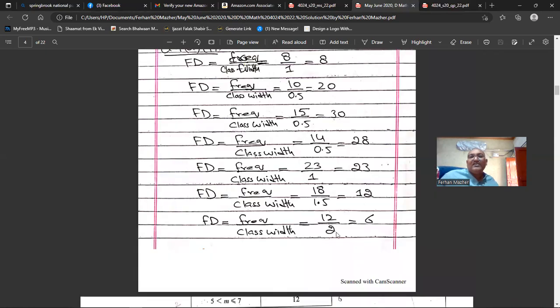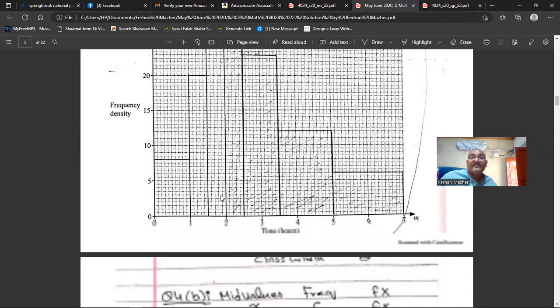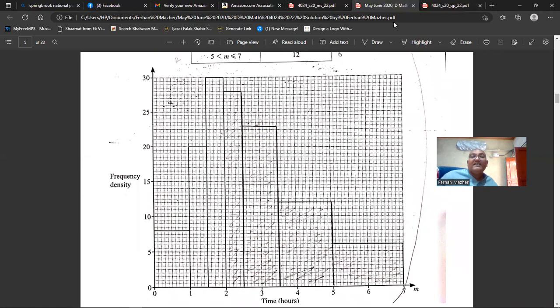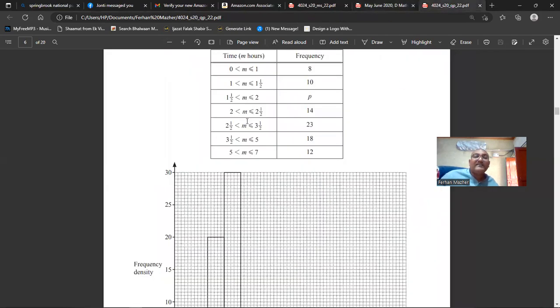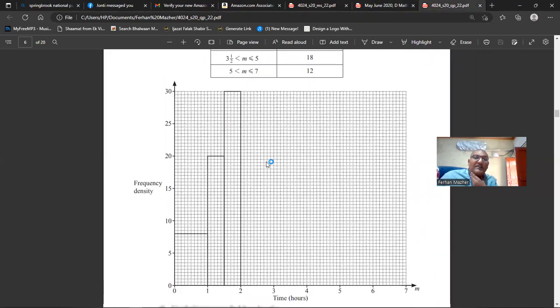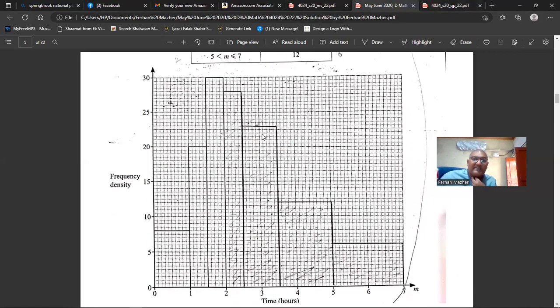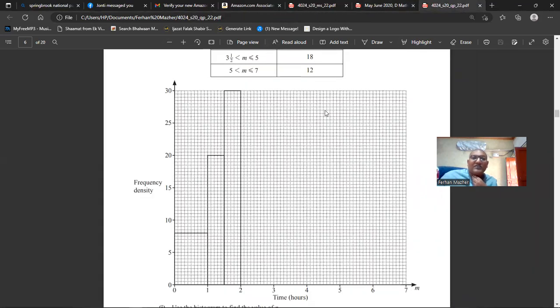So these are the frequency densities and the classes. You can see these are the classes, and I have made those rectangles. So I have completed that histogram. Hopefully you understand. And let's go to the next part.